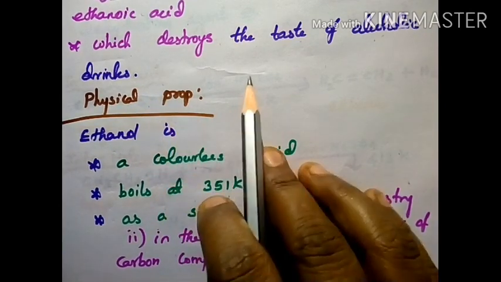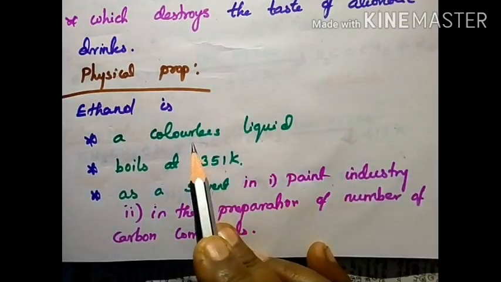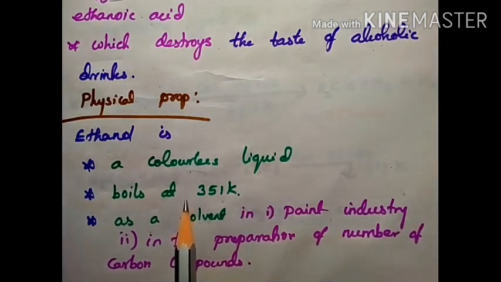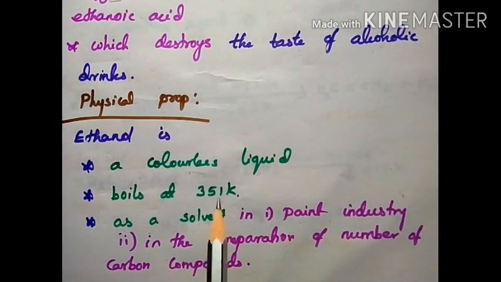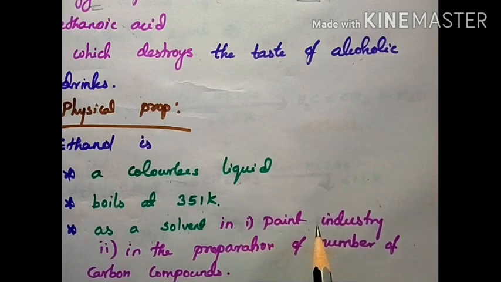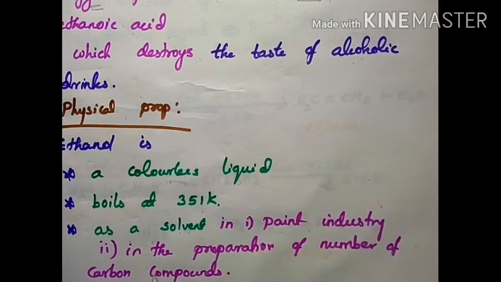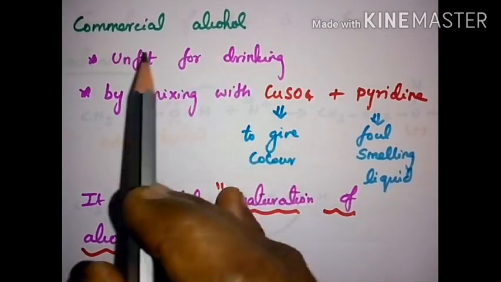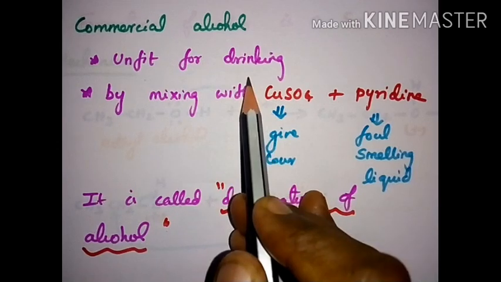So first we are going to see the physical properties. It is a colorless liquid, and it boils at 351 Kelvin. It is used as a solvent in the paint industry and also used in the preparation of a number of carbon compounds. That means ethyl alcohol. So, commercial alcohol. Ethyl alcohol is also a commercial alcohol. It is unfit for drinking.